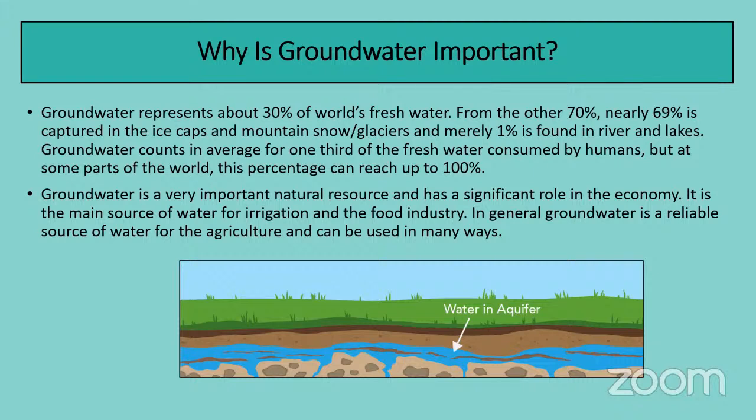And it is the main source of fresh water for irrigation and the food industry. In general, groundwater is a reliable source for agriculture that can be used in many ways. As you can see here in the image, this is an example of water that is stored underground. In an aquifer, now aquifers are basically rocks and even sand traps that are underground that are very good at storing large quantities of water, as you can see.